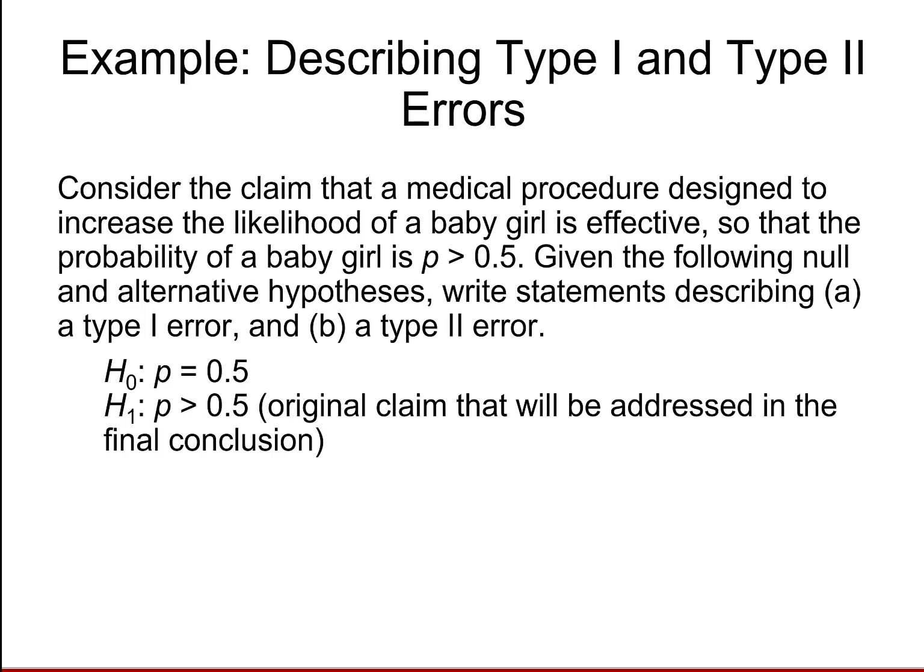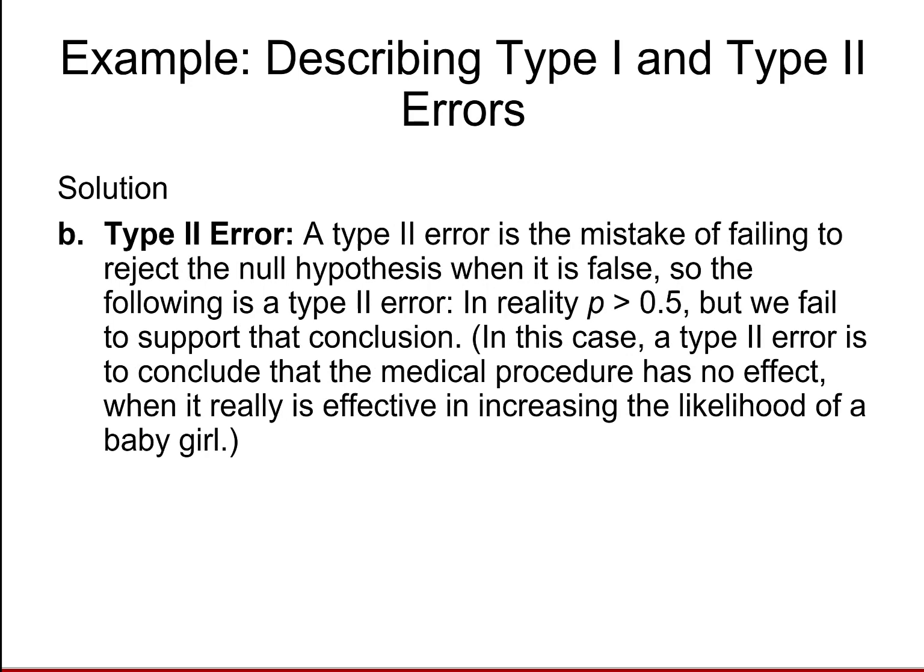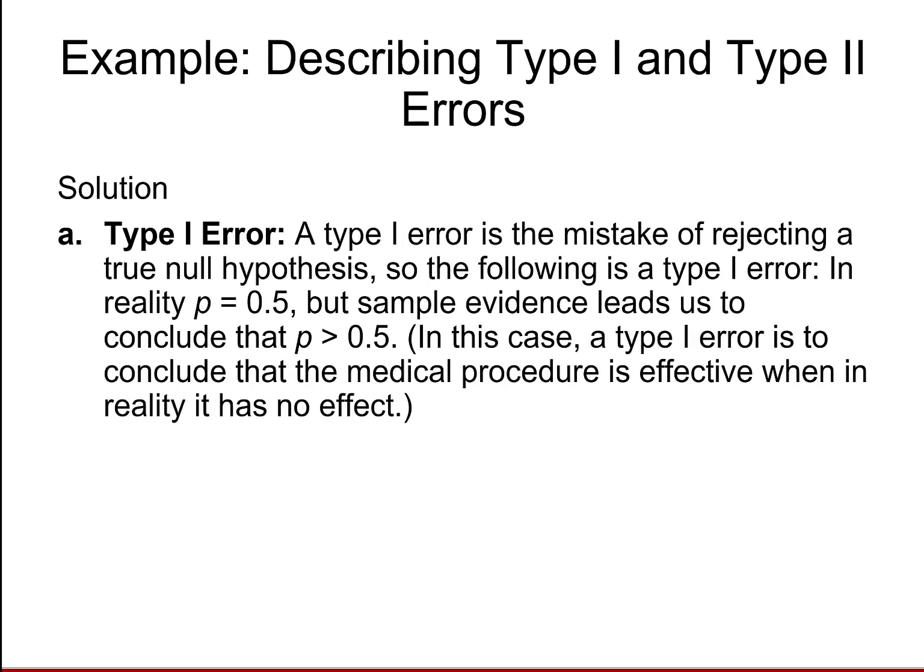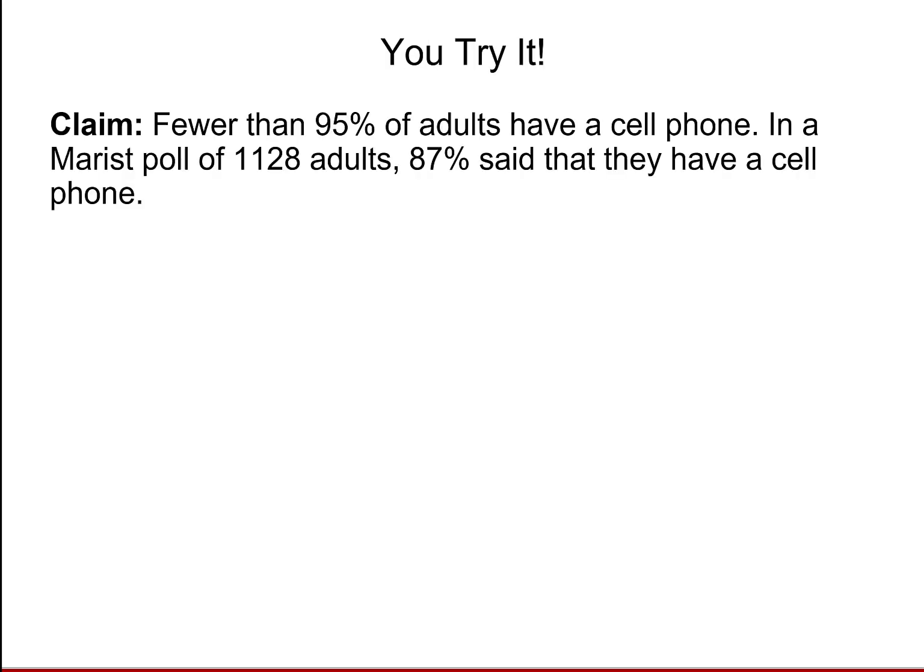So here's what we were testing. A type 1 means we're going to reject the null, and that's going to lead us to say that in fact the medical procedure is effective when it really is not, that it's leading to an increase in girls when it really isn't. A type 2 is where we fail to reject the null when in fact it's false. And this would be where we conclude the medical procedure has no effect when it really is effective, increasing the likelihood of a girl. So let's try a couple examples.